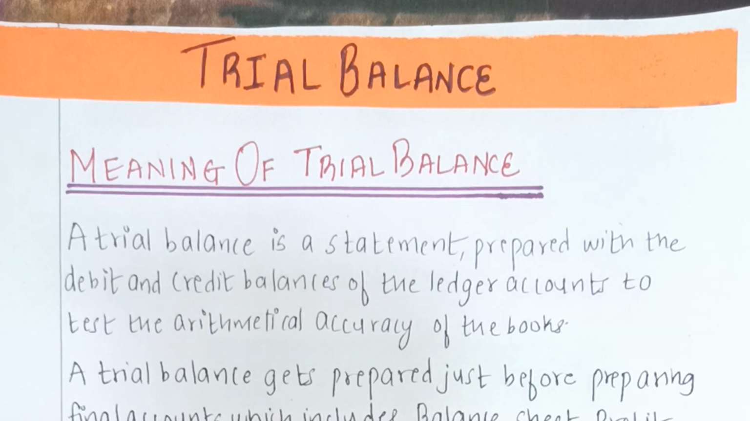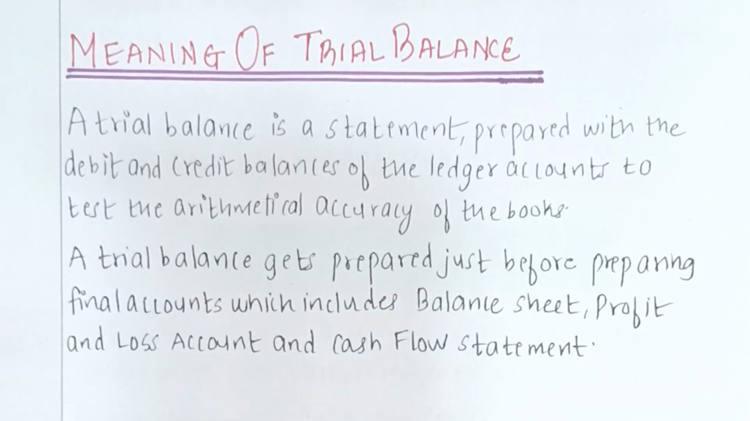Okay, so it is prepared after balancing all the accounts of a ledger. That's why there are two columns in a trial balance. One is for the debit side and one is for the credit side. So the debit side of the trial balance includes all the debit balances, and the credit side includes all the credit balances of a ledger account. You should know that a trial balance gets prepared just before preparing the final accounts, which include your balance sheet, profit and loss account and cash flow statement.